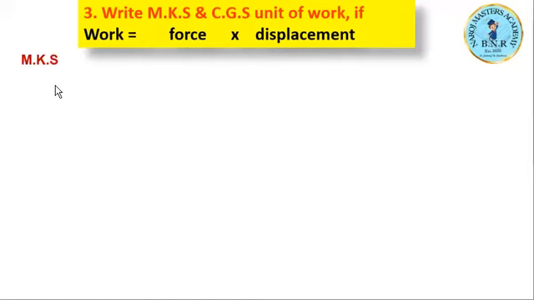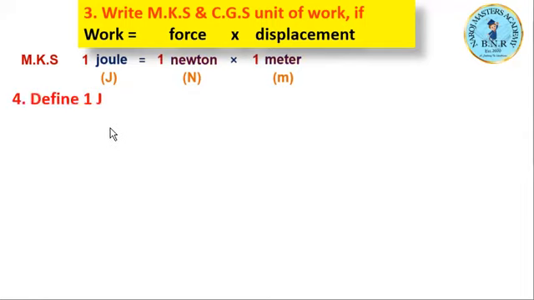MKS unit: joule is equal to Newton into meter. So Newton meter. So joule is equal to Newton meter. 1 joule is equal to 1 Newton times 1 meter. So define 1 joule. Work is equal to force into displacement.